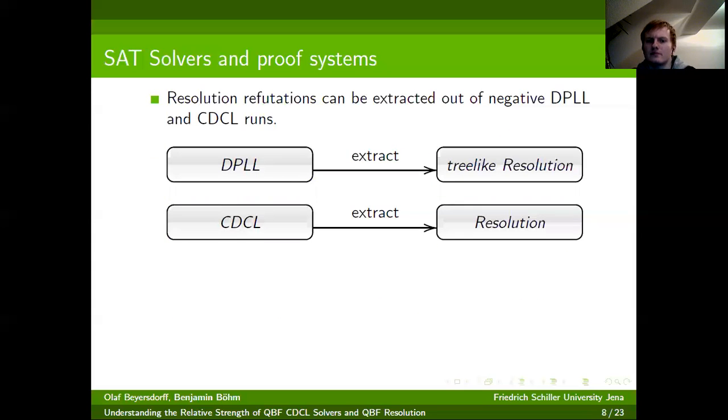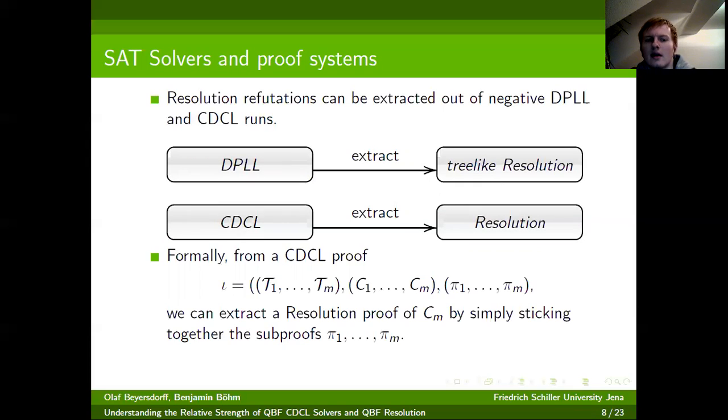So what are the connections between these SAT solvers and these proof systems? It's well known that we can extract resolution proofs out of CDCL. And we can also extract tree-like resolution proofs from DPLL. We can even say that tree-like resolution is equivalent to DPLL, but that's not very important here. Let's concentrate on CDCL because it's a little bit more interesting.